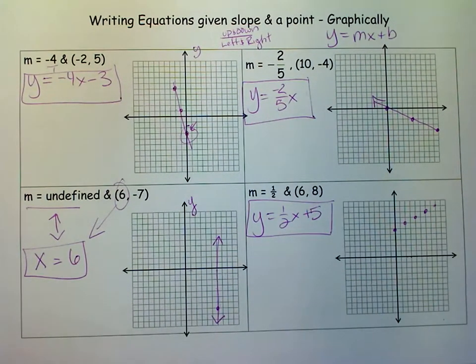So that is how you write equations of line in slope-intercept form if you're given a point and a slope, and you use the graph to help you.